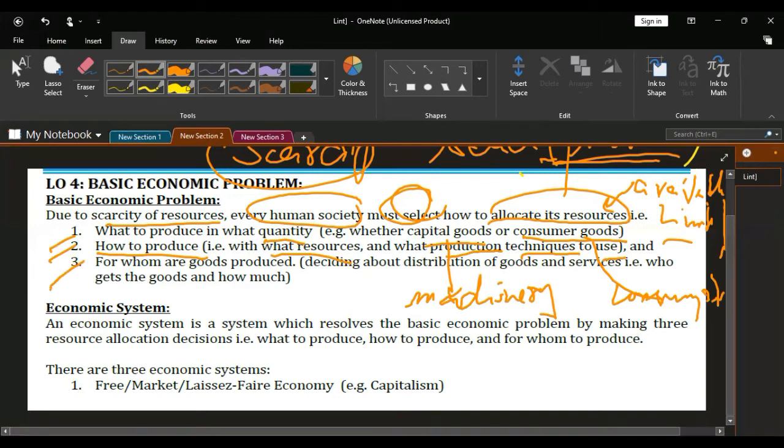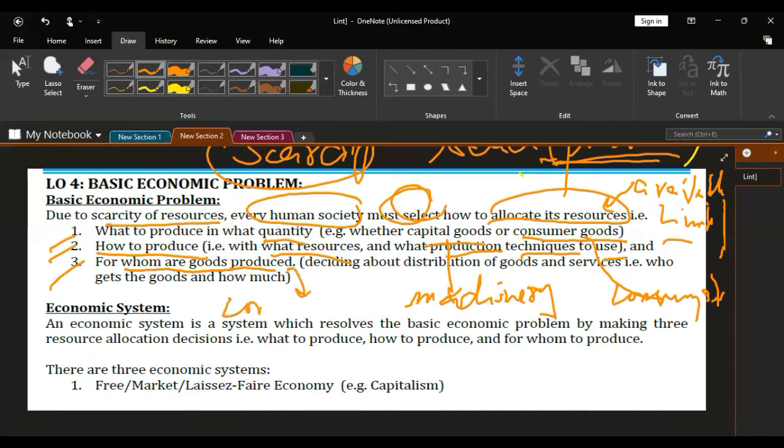Thirdly, for whom to produce, or for whom our goods are produced, means who the consumers are, who are the intended users of my product, meaning in which market you have to supply your goods. When you are producing any product, the first thing you have to consider is how many customers are available in the market that can buy your product at a certain price.